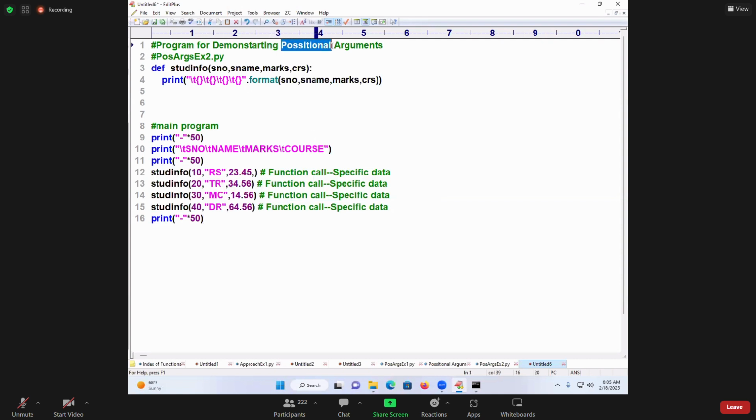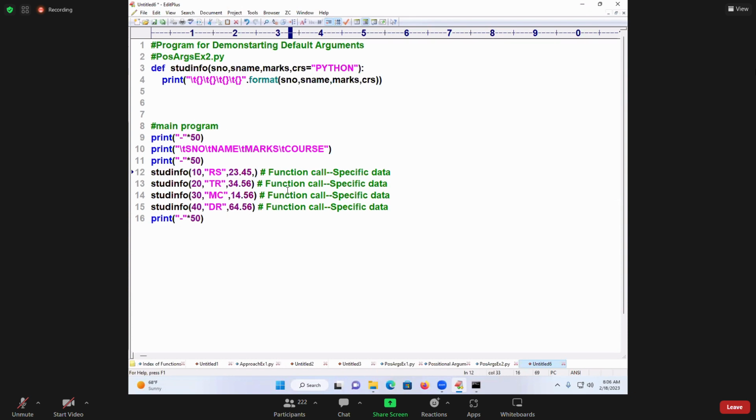This I am writing: program for demonstrating default arguments. You write CRS is equal to Python. Where am I writing? In the function heading. CRS is equal to Python, in the last part of it. You cannot write it in the beginning. You cannot write it in the middle. You have to write it at the last.